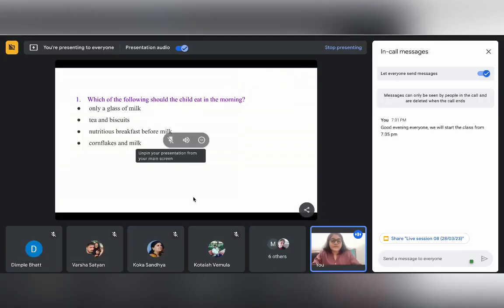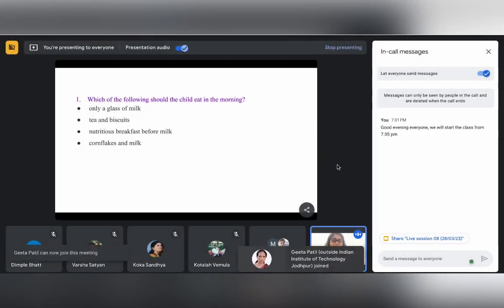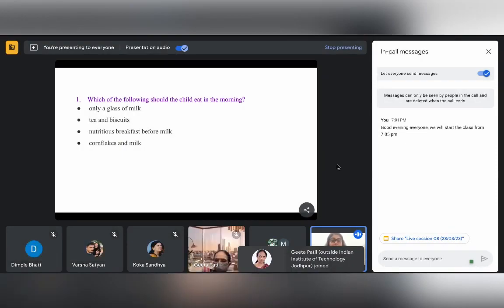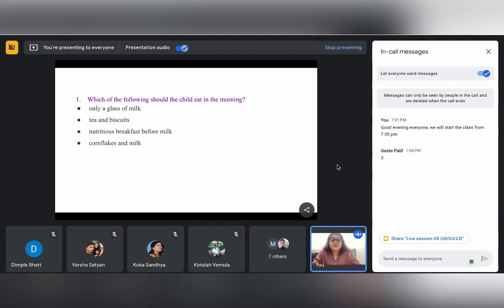Okay, so the first problem. As we are discussing the practical issues related to complementary feeding, in terms of difficulty these questions are pretty simple, but you will be getting questions like these in your assignments and in your final examination. So please go through the questions and also practice these kinds of MCQs because they are important from your evaluation point of view. So the first question is, which of the following should the child eat in the morning?